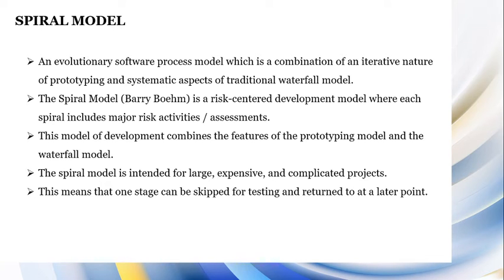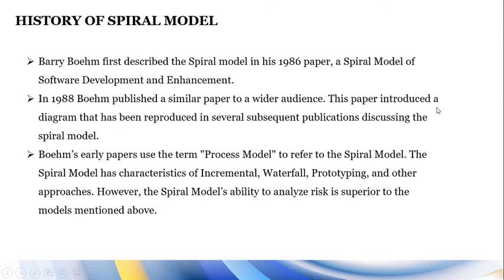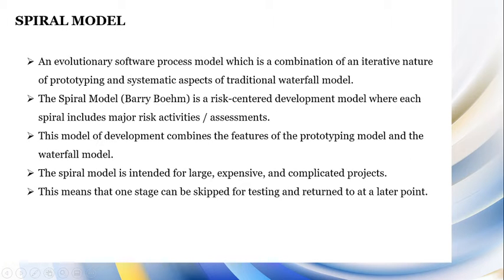What is this spiral model? This spiral model uses an incremental approach to development that provides a combination of the waterfall and prototyping models. Each cycle around the development spiral provides a successively more complete version of the software, with more emphasis placed on risk analysis. Therefore, this means that one stage can be skipped for testing and returned to at a later point.